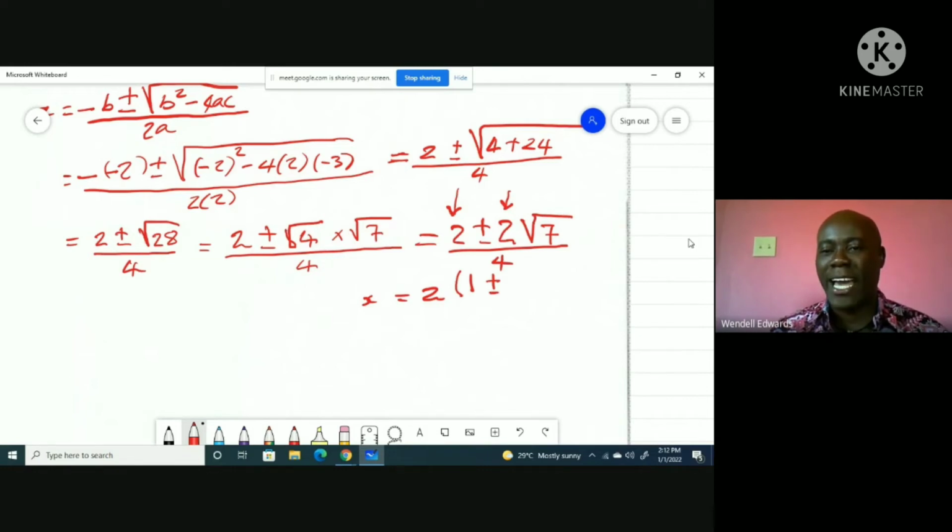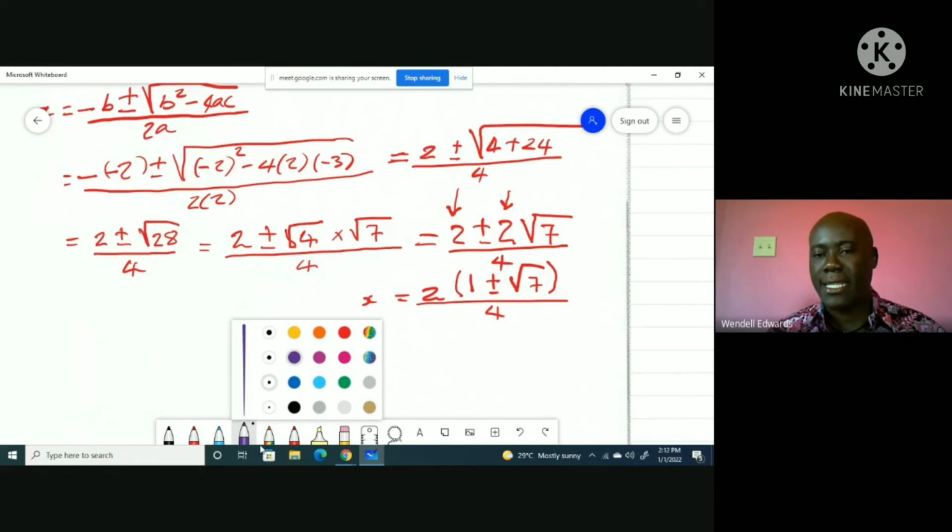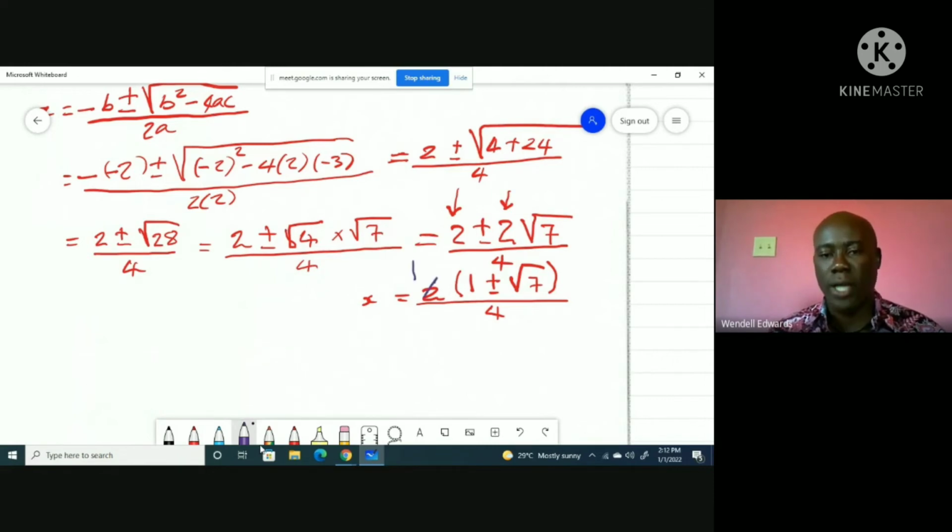So I'm not going to write 1 root 7. It's just root 7, right? So as you could see, this is what I have now, and all of this is over 4. At this point in time, we can definitely see where canceling could take place. 2 into itself 1 time, 2 into the 4 2 times. What am I left with?